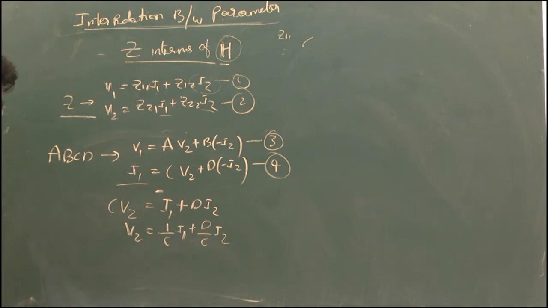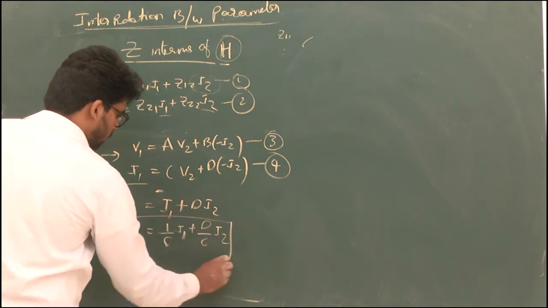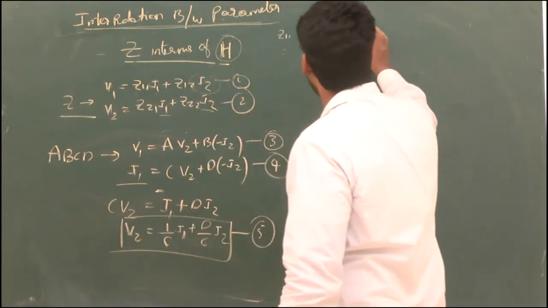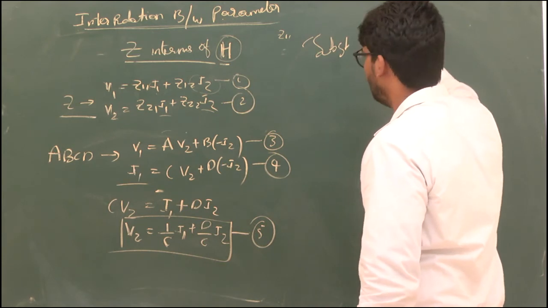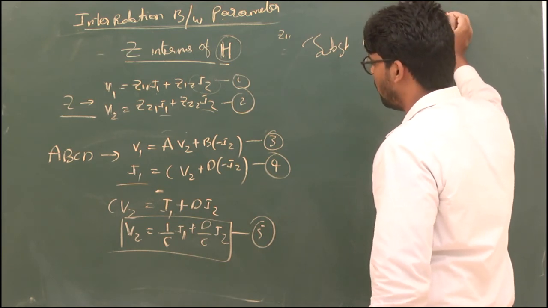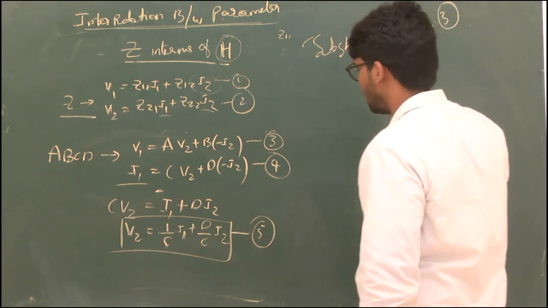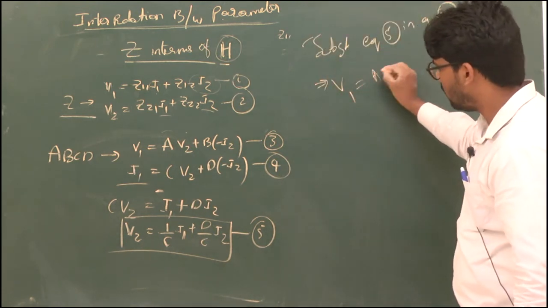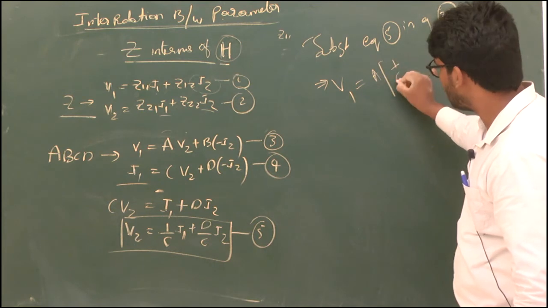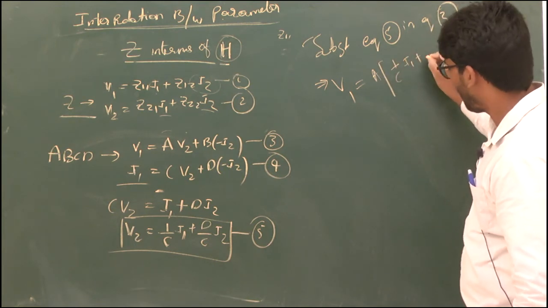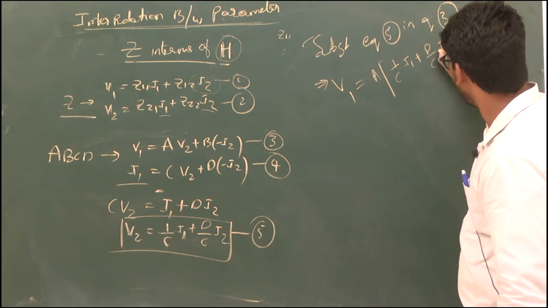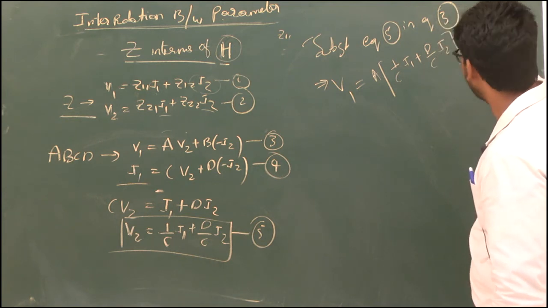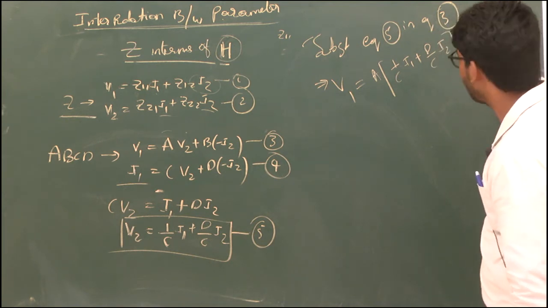Now again you got V2. This V2 I am naming as equation 5. Substitute equation 5 in equation 3. So you will have V1 equal to A times 1 by C I1 plus D by C I2, plus B into minus I2.